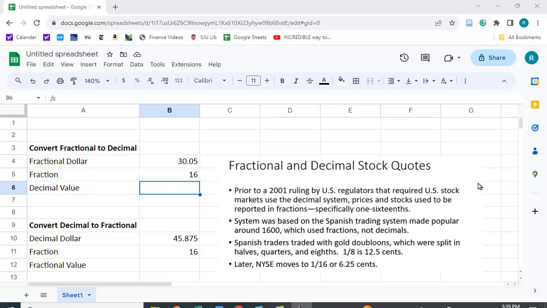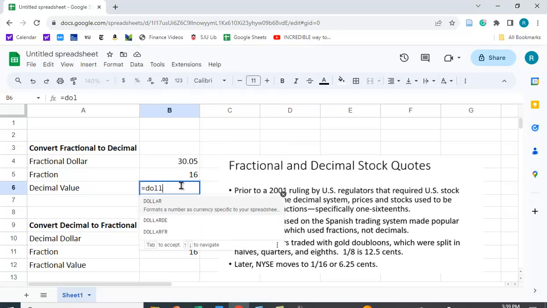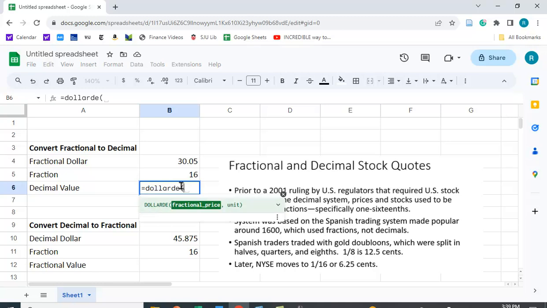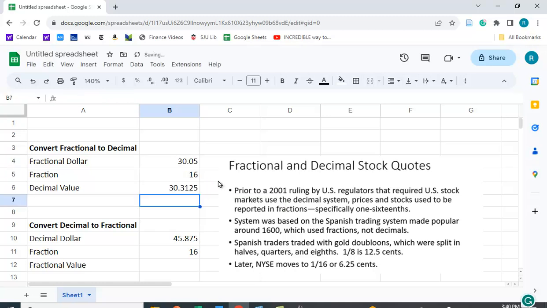Okay? Or you can take advantage of Google Sheets, which has a function that does this. So the function is going to be DOLLARDE, and you're going to put in the fractional number, and this number 30.05 doesn't mean $30.05. It means 30 and 5/16. And then we're going to put in the fraction, which is 16, and we get 30.3125, or $30.3125. Now, if you take 5 and divide it by 16, you'll get 0.3125.